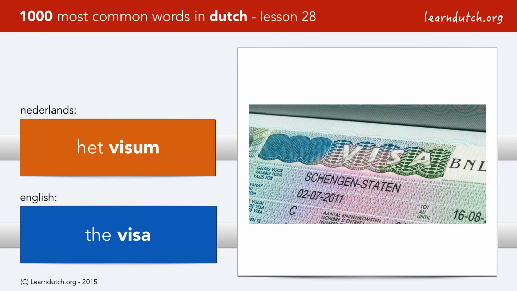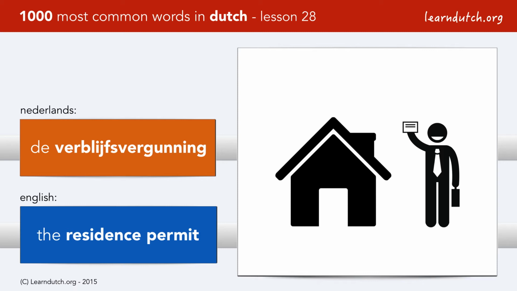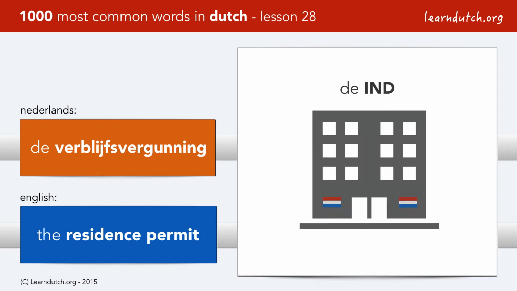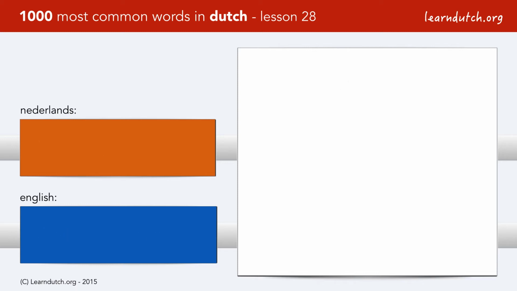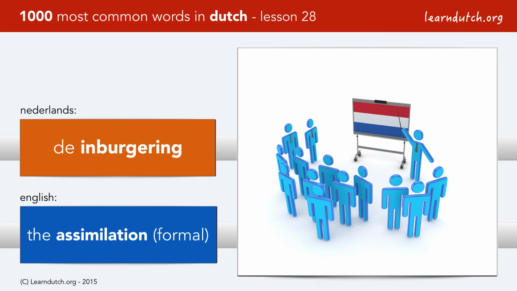Het visum. De verblijfsvergunning. And the Dutch government agency that you need to go to apply for residence permits is called IND, the Immigration and Naturalization Service. De werkvergunning. De inburgering.